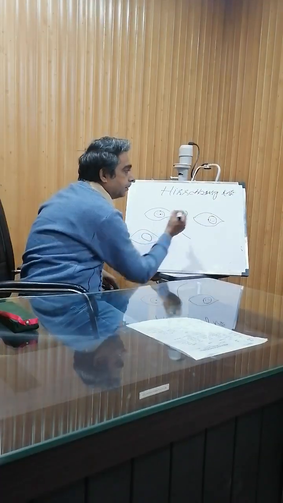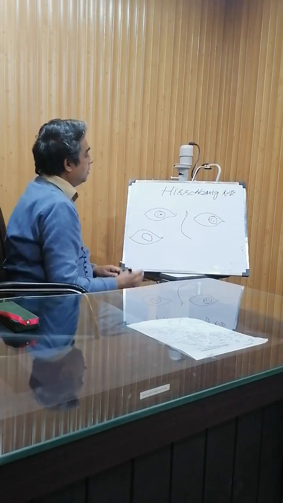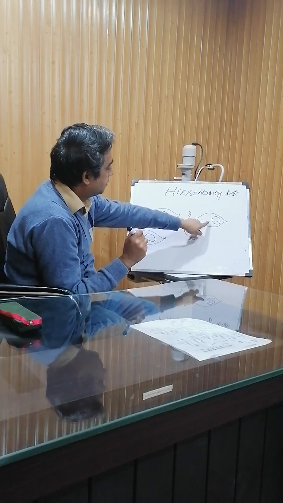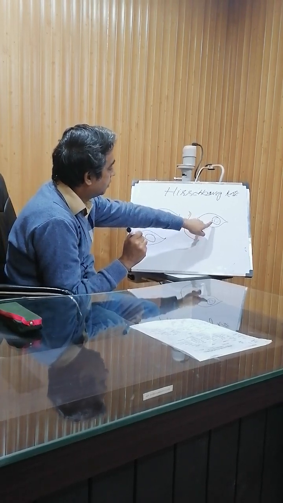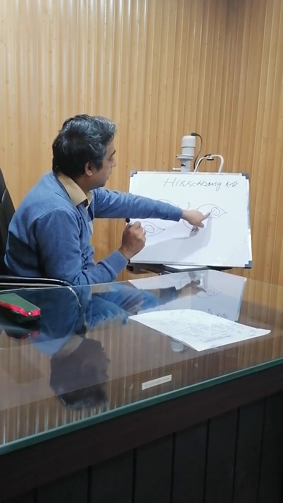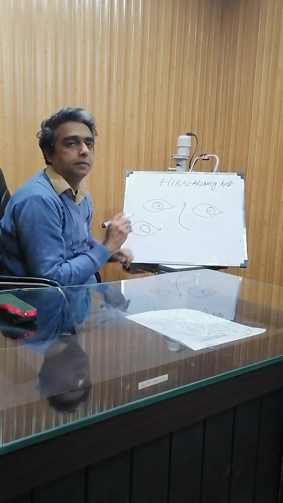So this is the limbus and this is the pupil. So we have shown the light, and in the left eye the light reflects on the nasal part of the limbus.